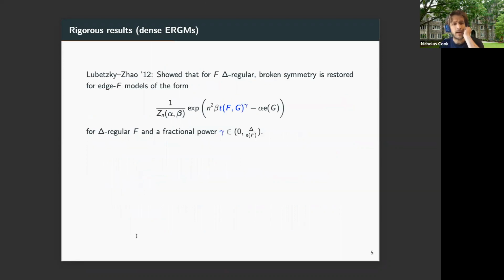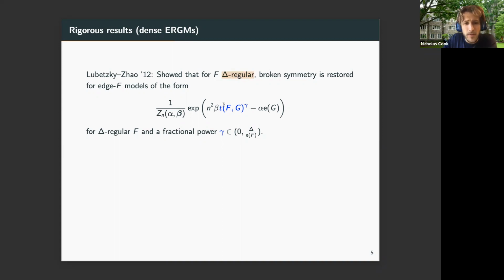But I also want to highlight a positive result that was shown in the same year by Lubetzky and Zhao. So they considered this class where now we're just looking at the density of a single graph F, not some fixed collection, although it was kind of clear that their idea could probably be extended. And they showed, okay, so here we have a fixed graph. They considered the case that the graph is a regular graph, so delta regular. The triangle is 2 regular.